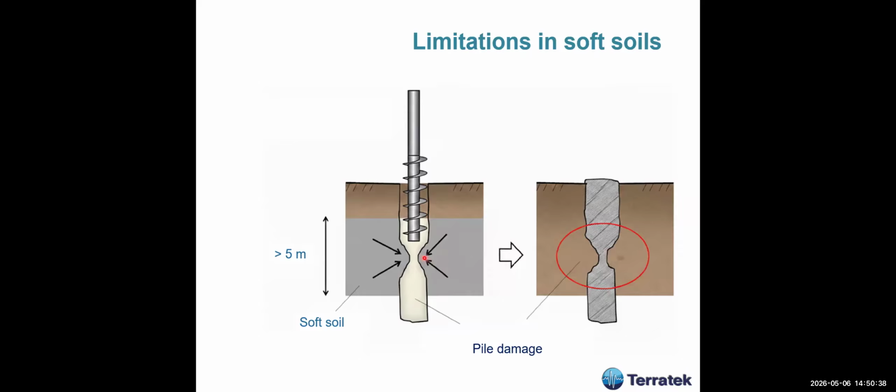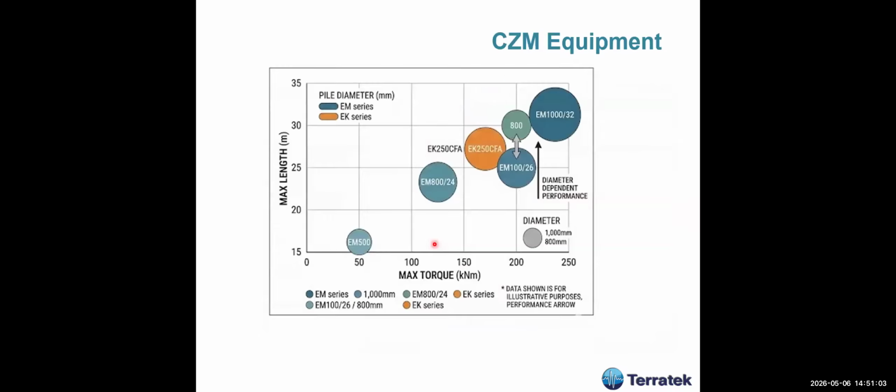When you're extracting the auger, the borehole may collapse or cave in a little bit. This pile should not be used in soils with SPT N less than 4, especially if the thickness of the layer is over 5 meters.